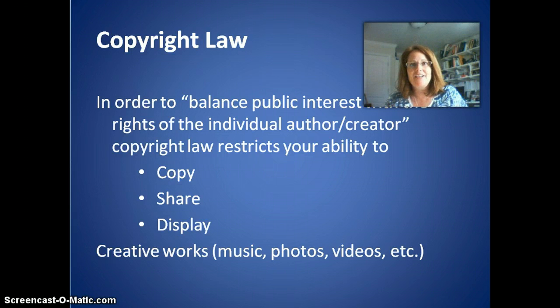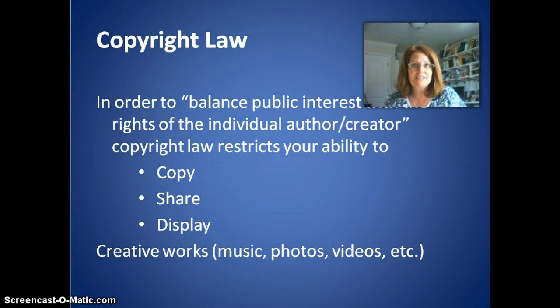So look at the slide here. This gives a good summary of what copyright law is and what it's kind of meant to cover. It says, in order to balance public interest with the rights of the individual author or creator, that's the goal of copyright law: finding some sort of a balance between people who have created and should rightly profit by the things that they have created, and those of us who need to use those things in the public interest.